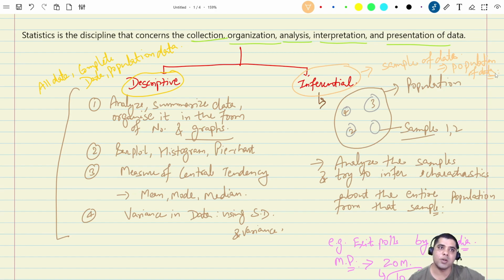So this was all about the statistics introduction, descriptive and inferential statistics, and the different techniques which we use in descriptive and inferential statistics.